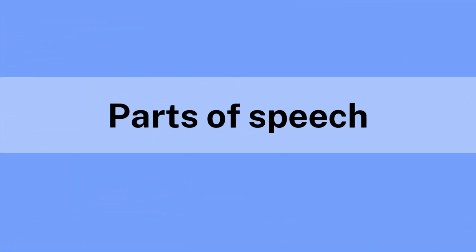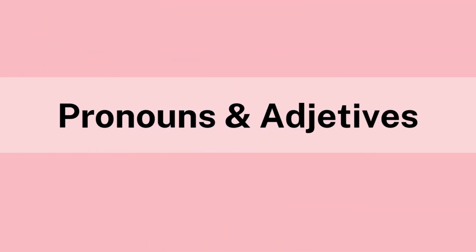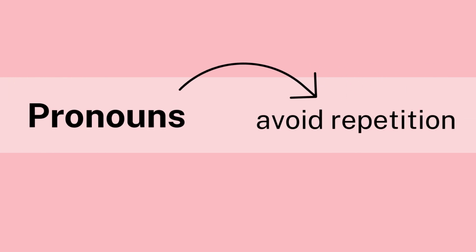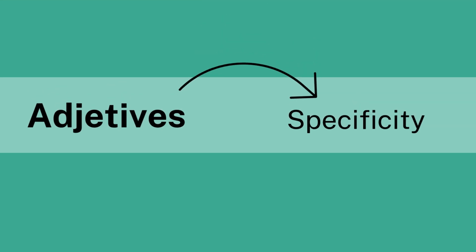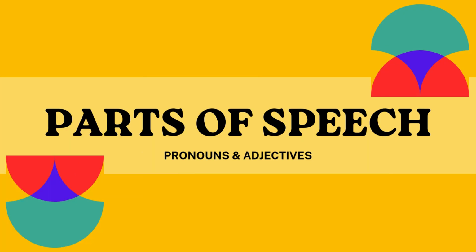Understanding and using parts of speech effectively is essential for clear and engaging communication. Today, we focused on pronouns and adjectives, two vital parts of speech that help us avoid repetition and add detail and enrich our sentences. Pronouns replace nouns to make our language more concise, while adjectives provide the specificity that brings our descriptions to life. By mastering these parts of speech, we can construct sentences that are not only grammatically correct, but also expressive and vivid.